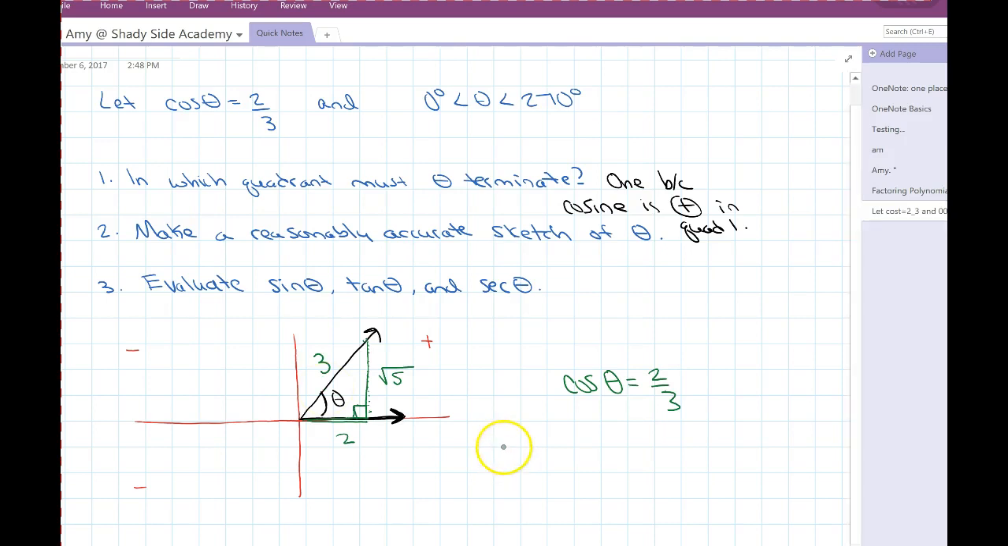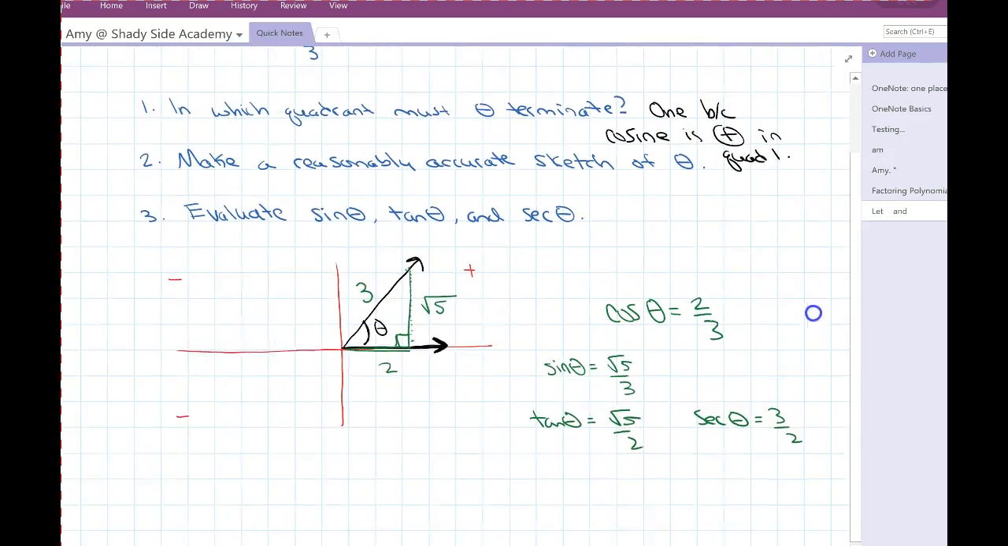And now I can answer part 3. The sine of theta will equal radical 5/3. The tangent of theta will equal radical 5/2. And the secant of theta, secant is the reciprocal of cosine, secant of theta will equal 3 over 2.